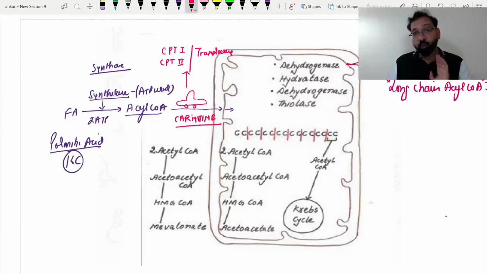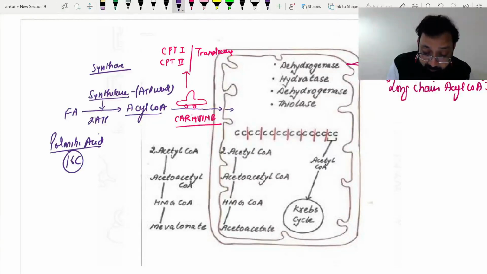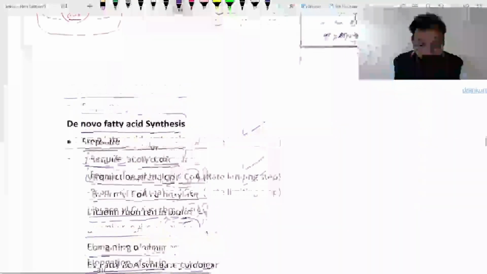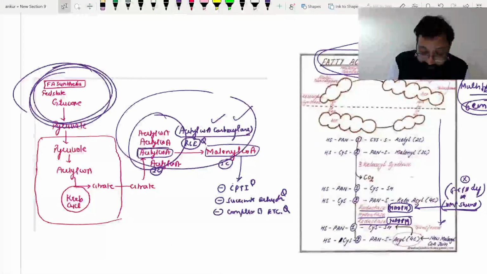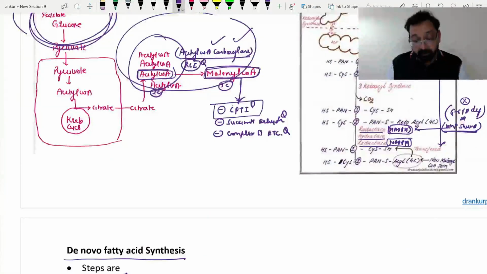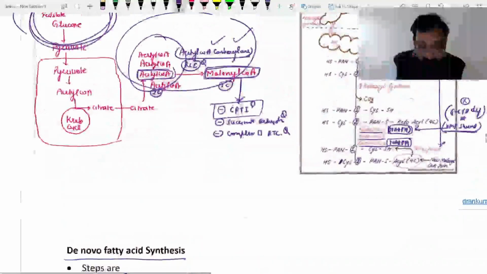If any one of these is not functioning, you can't transfer fatty acid from cytosol to mitochondria, but beta oxidation occurs in mitochondria. So if you want to inhibit beta oxidation, you can simply inhibit CPT1. And you all know malonyl coenzyme A is an inhibitor of CPT1. I discussed that malonyl coenzyme A has 3 carbons. In fatty acid synthesis, acetyl coenzyme A is converted to malonyl coenzyme A. Malonyl coenzyme A inhibits CPT1. You all know fatty acid synthesis occurs in the fed state.